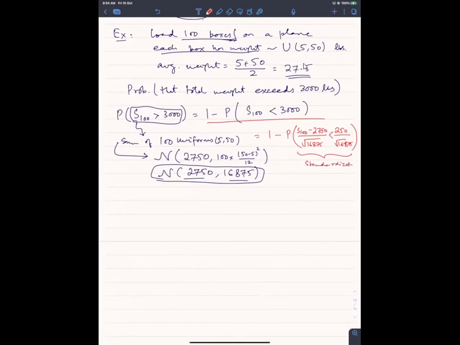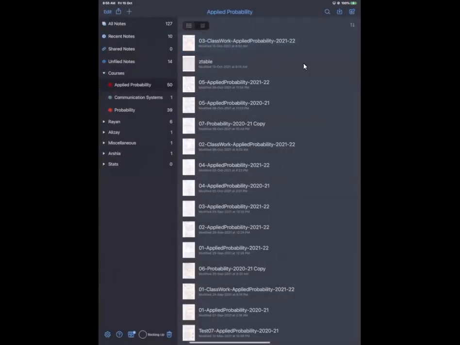Standardization. So now this is turning out to be 1 minus probability Z is less than, and this number turns out to be 1.92, which is equal to 1 minus phi of 1.92. And then you can read phi of 1.92 from the table. The table देखते हैं.